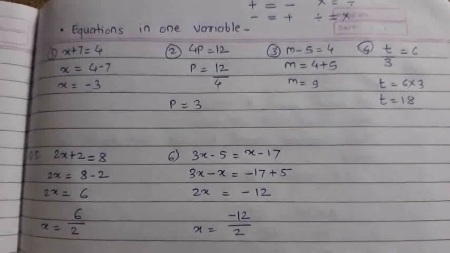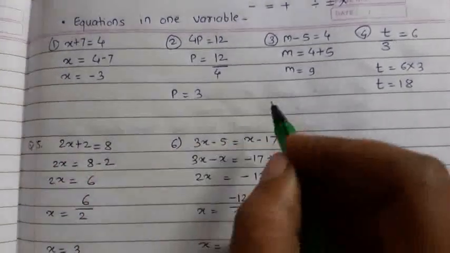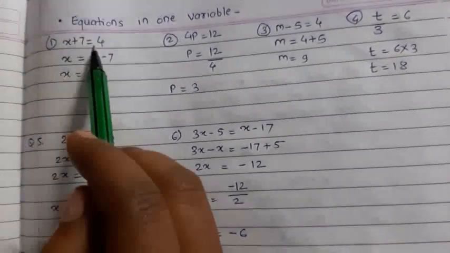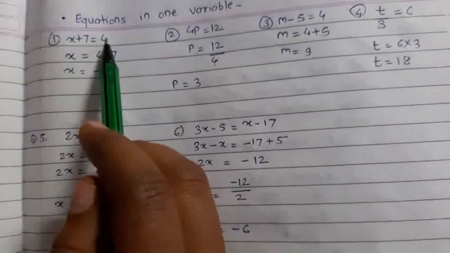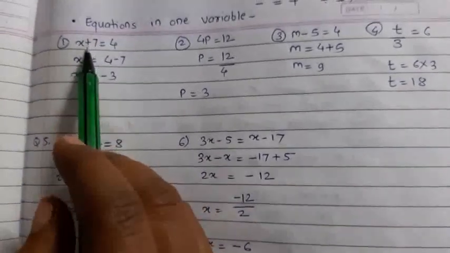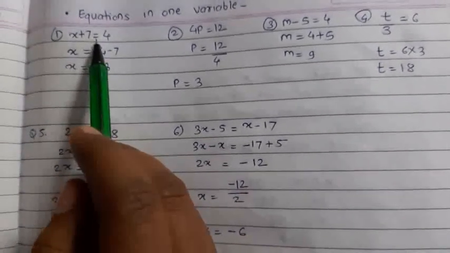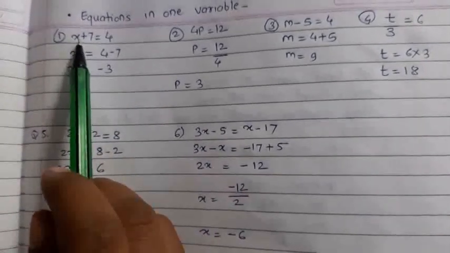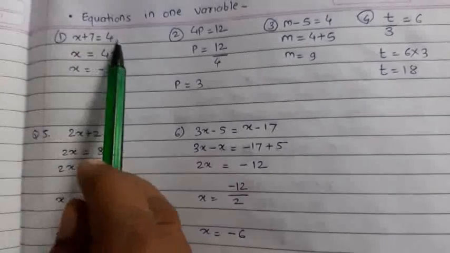Now we will move towards equations in one variable. Equation means a form like this. If an equal to sign is there between two algebraic expressions, then it is called an equation. So x plus 7 is equal to 4. Here what we have to do? Here we have to find the value of the variable. Variable is x, so its value we have to find. If on this side we just keep x, then x equal to something we will get.